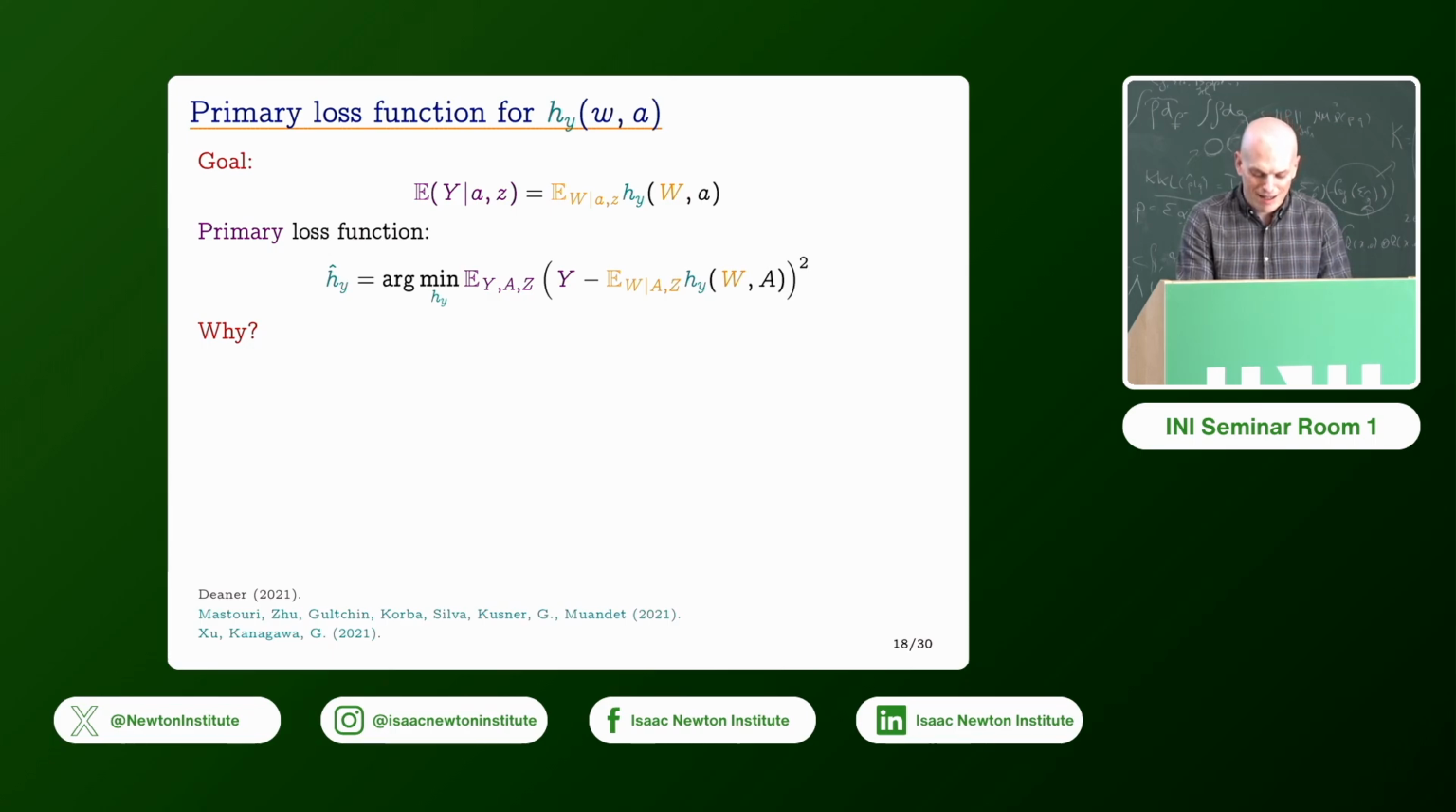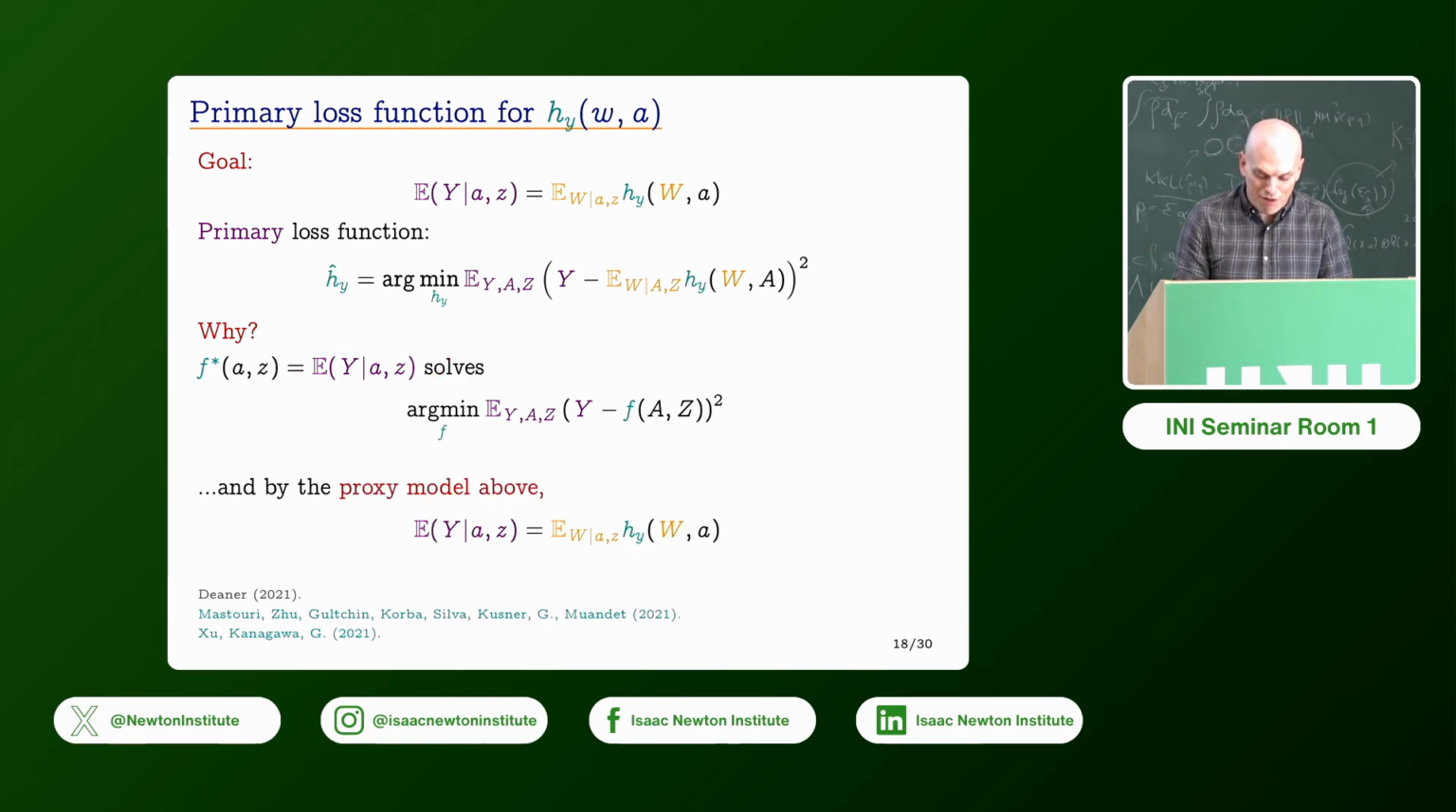Expectation over y, a, z of y minus the expectation of h given a, z, squared. Why is that? Let's go to good old least squares regression. Let's say that we are solving least squares regression for some function f, which is a function of a and z, to get y. What is the f that minimizes that squared loss? Well, it's the conditional mean of y given a, z. But we have the form of y given a, z here. So if I take this and plug it in here, then I get this loss, and that's it. So, very short answer. All right, we have a loss function.